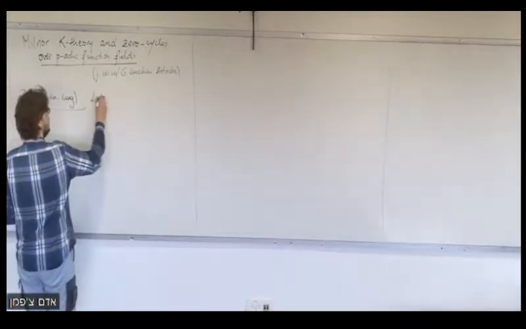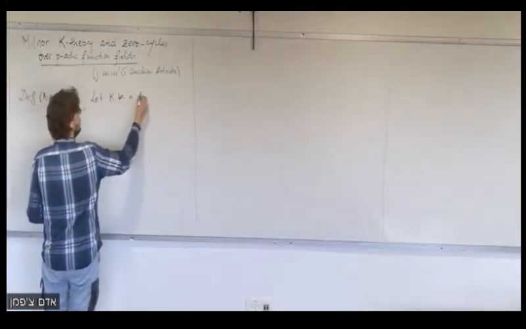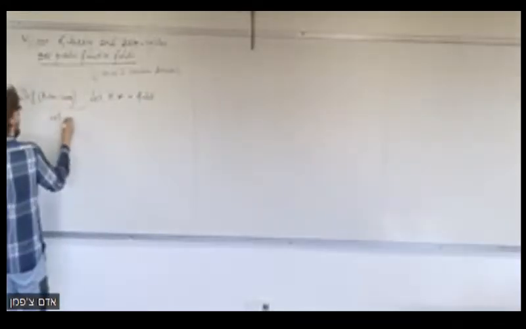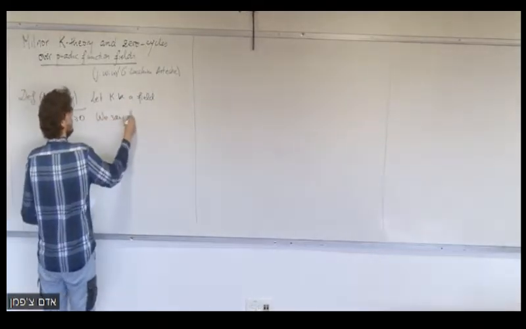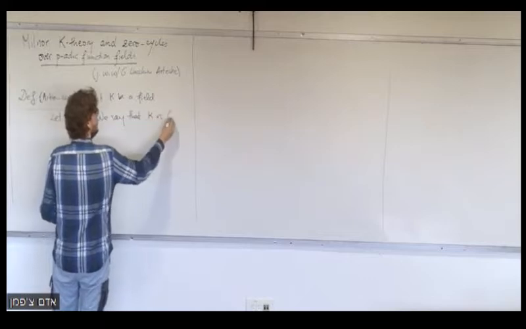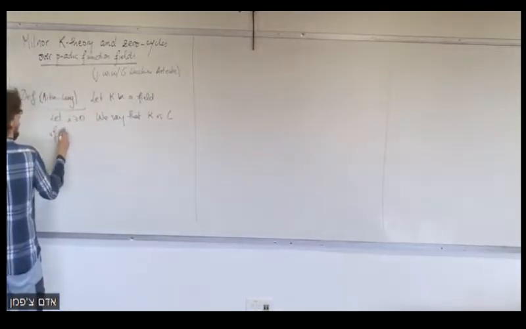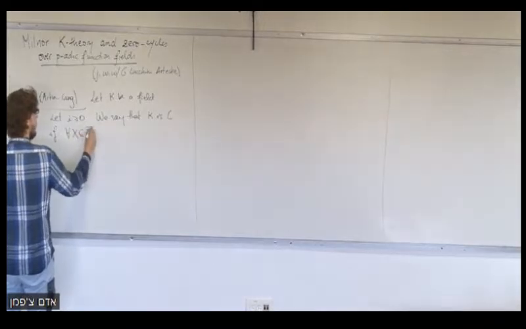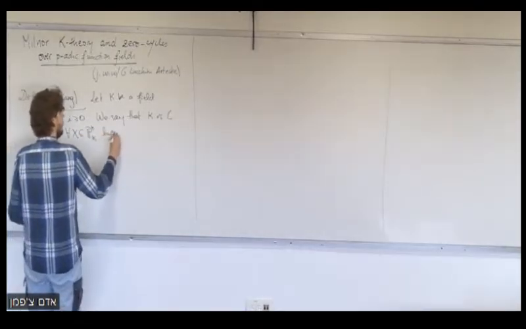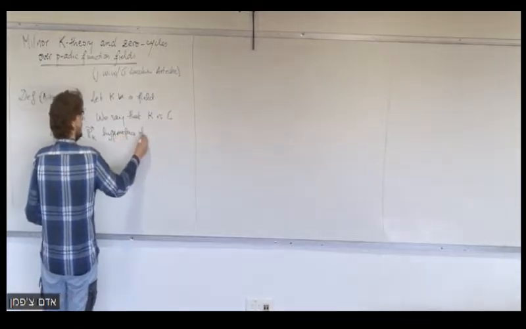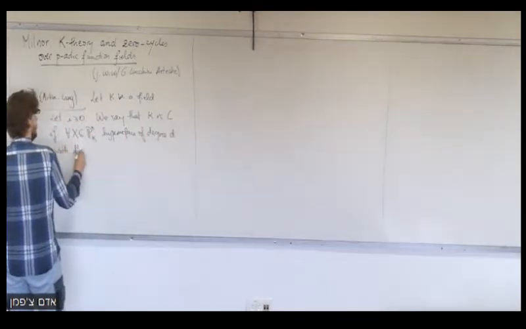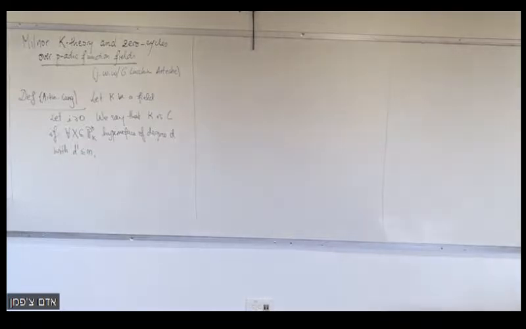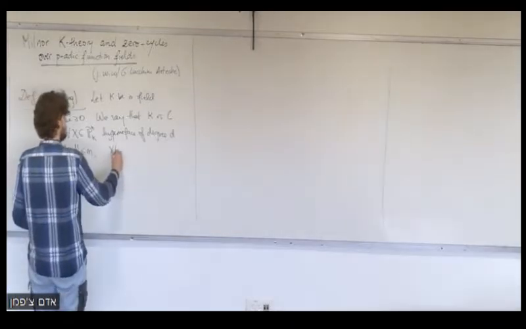So let's take a field K, and let i be a non-negative integer. Then we say that K is C_i if whenever you take X in P^n_K a projective hypersurface of degree d with d^i smaller or equal than n. So this is the inequality that tells me that I'm looking at an equation with low degree with respect to the number of variables. Then it should have a rational point.